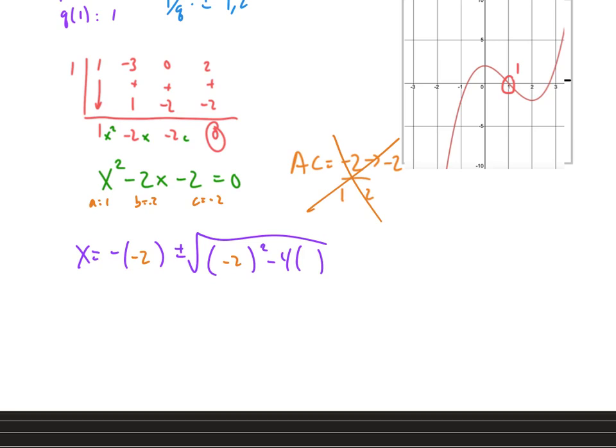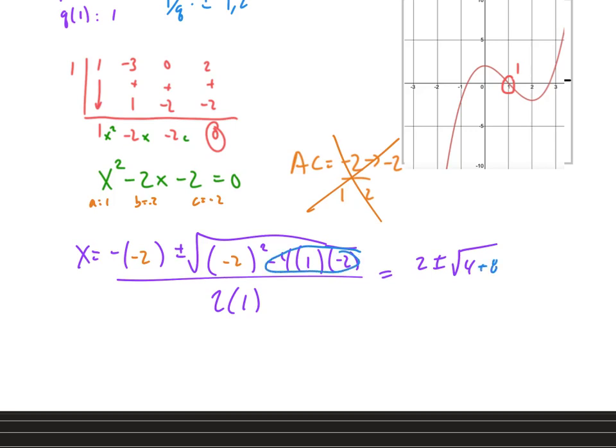Alright, so A is 1, and C is negative 2, all over 2 times A, which is 1. So negative negative 2 gives us 2, plus or minus the square root of 2 squared, which is 4, and then negative 4 times 1 times negative 2 would be positive 8, all over 2 times 1, which is 2. So x equals 2 plus or minus the square root of 12, over 2.